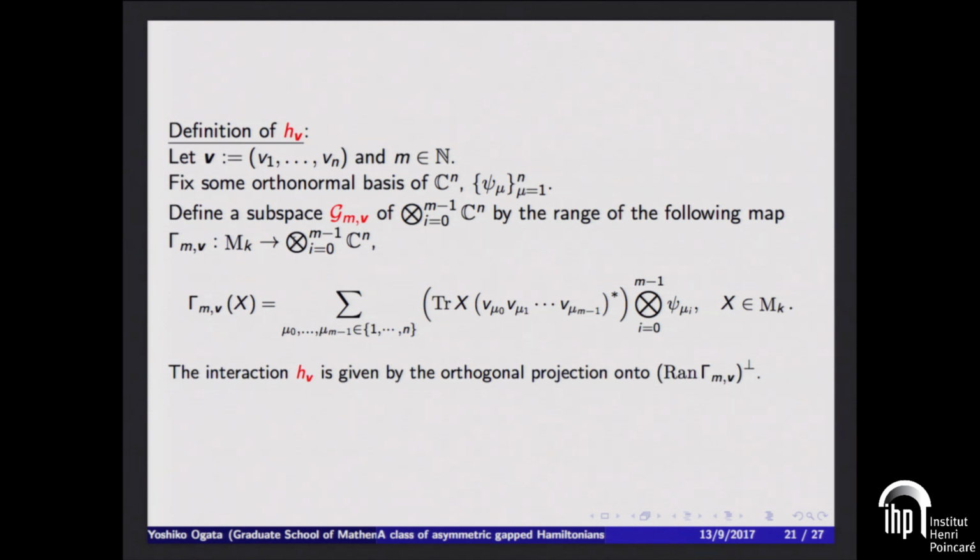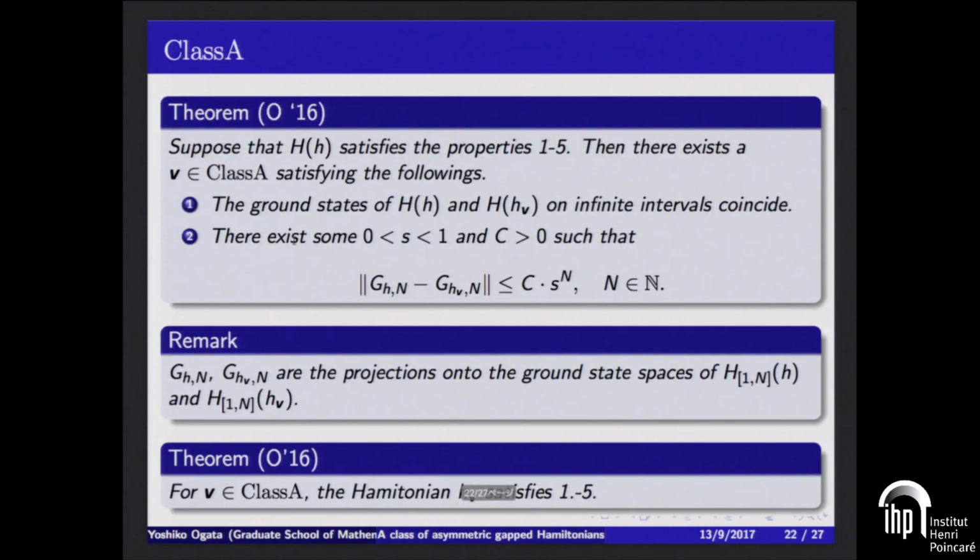That is the property I would like to require for my n tuple of matrices, and out of such an n tuple of matrices, I define the interaction as Fannes-Nachtergaele-Werner did before. Namely, we define the interaction HV as the orthogonal projection onto the orthogonal complement of this range of gamma. And here is the main result. Suppose that H satisfies the properties 1 to 5. Then there exists an n tuple V in class A, which I just described, satisfying the following: the ground states of H and HV on infinite intervals coincide.